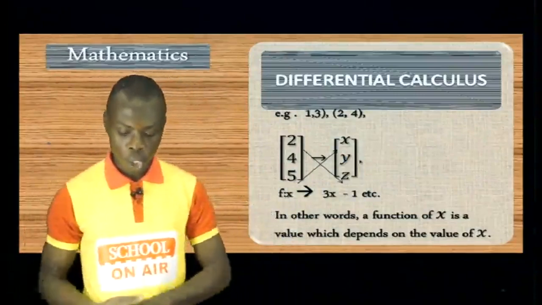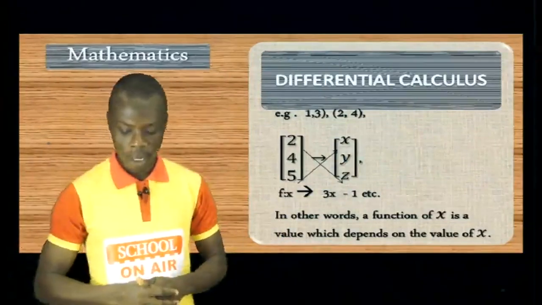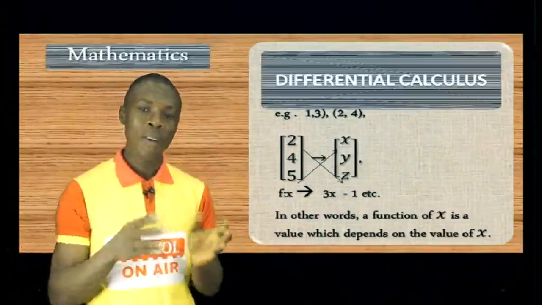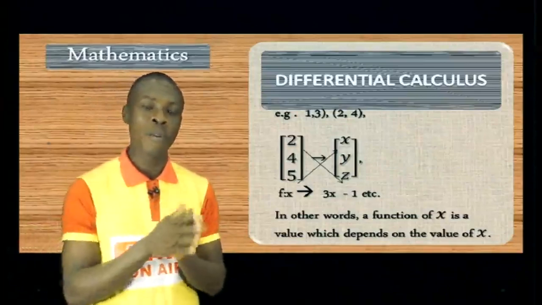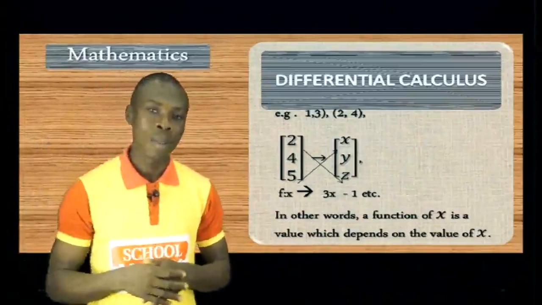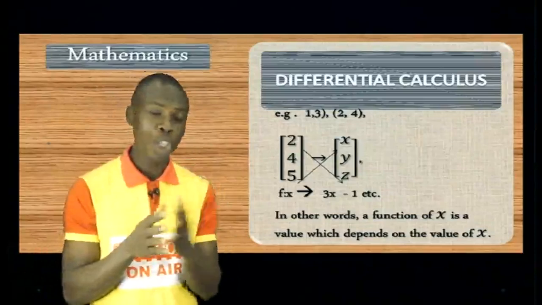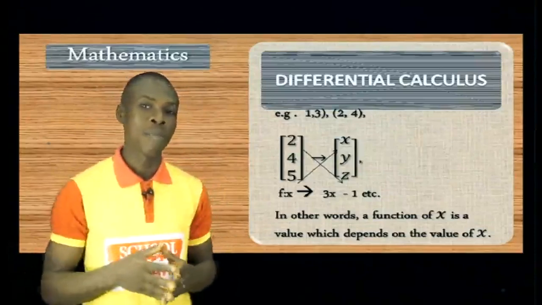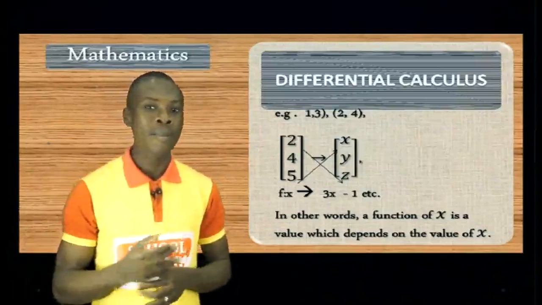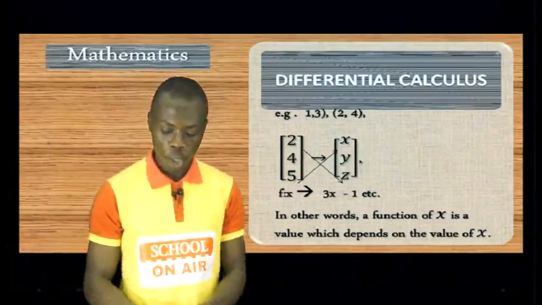So in other words, a function of x is a value which depends on the value of x. If I say f of x is this, it means the value of f of x depends on whatever x is. So x in such a case is an independent variable, while f of x, which is a function of x, is a dependent variable relying exclusively on whatever value x takes. So that's what a function is.